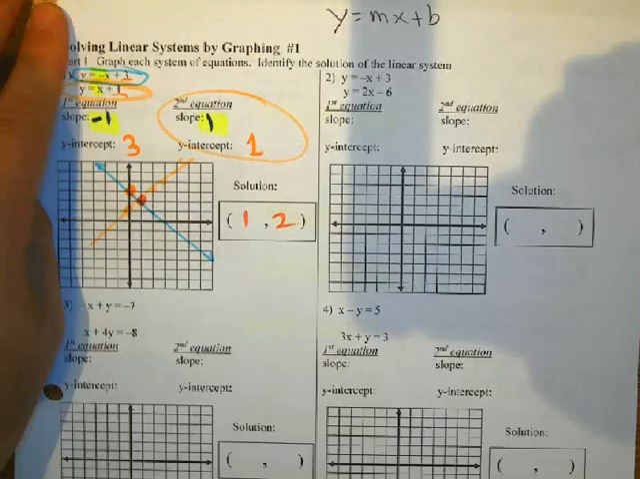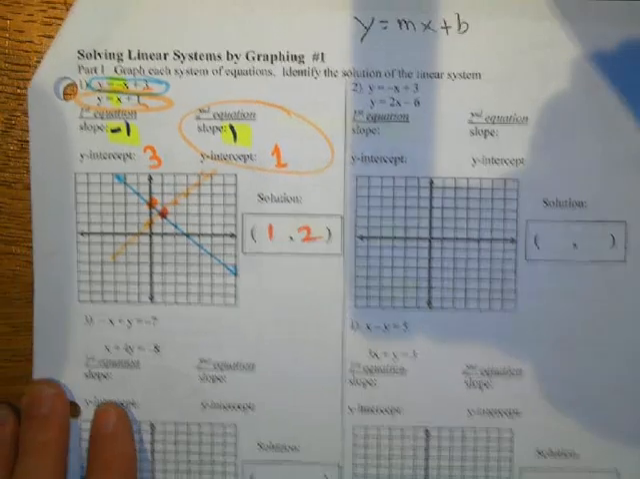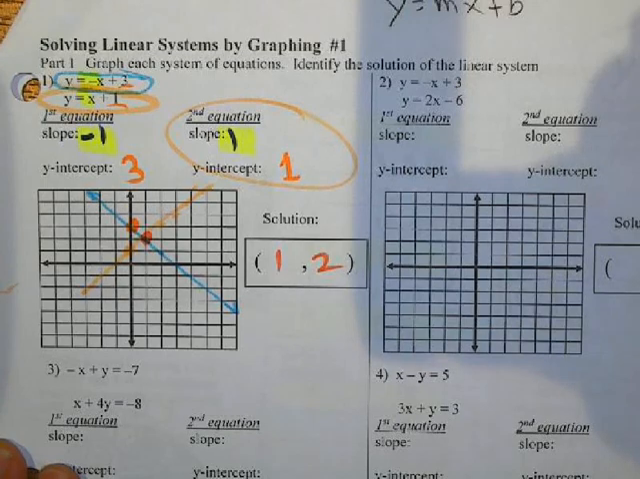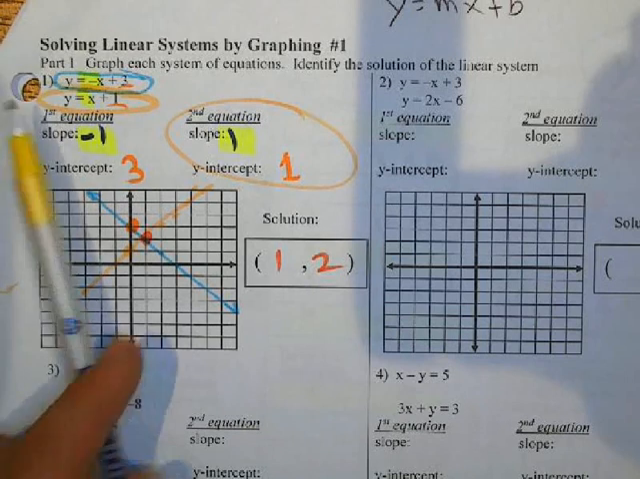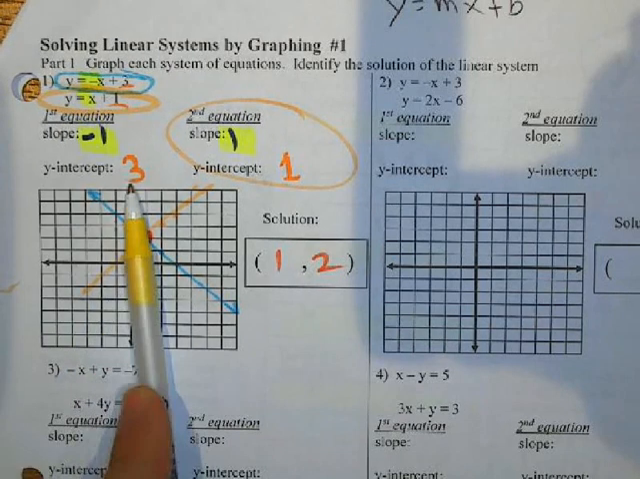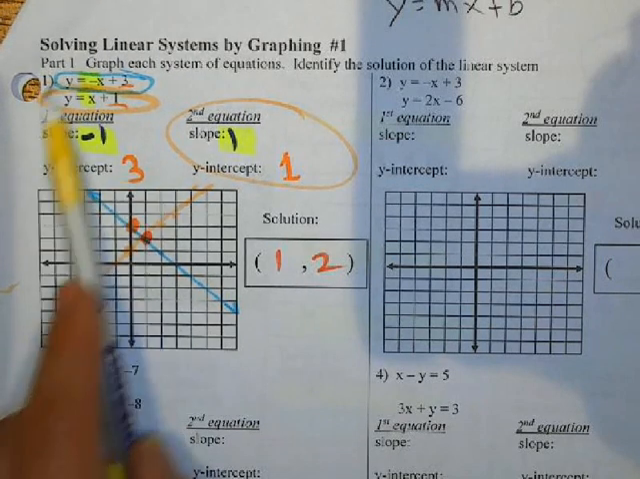Okay, I'm going to do a couple of these first. Okay, so here I've got y equals negative x plus 3. So my y-intercept is 3, and my slope is negative 1.